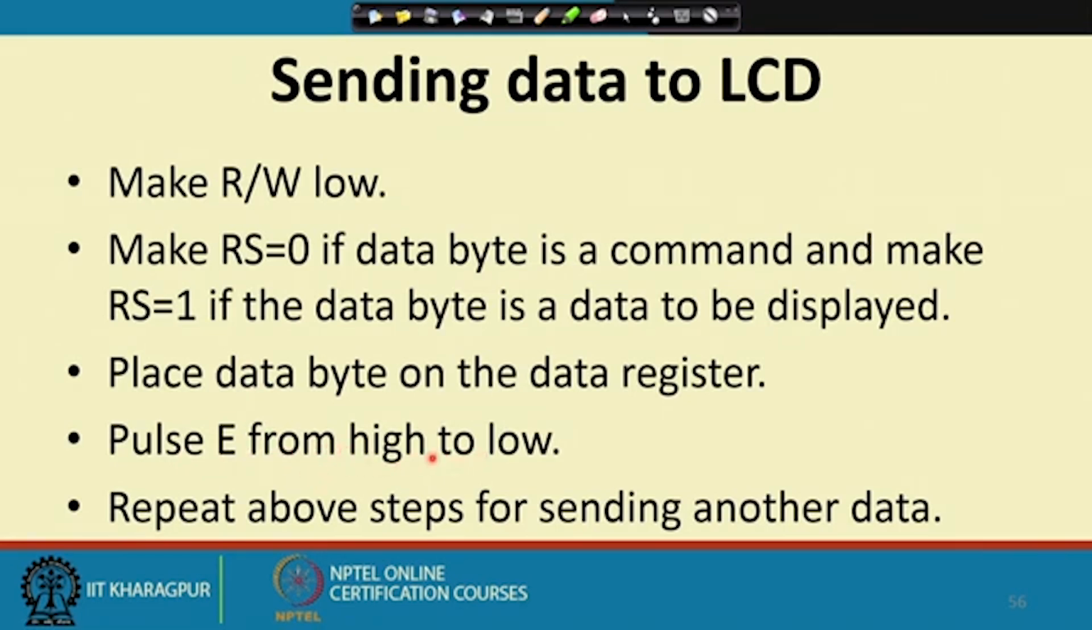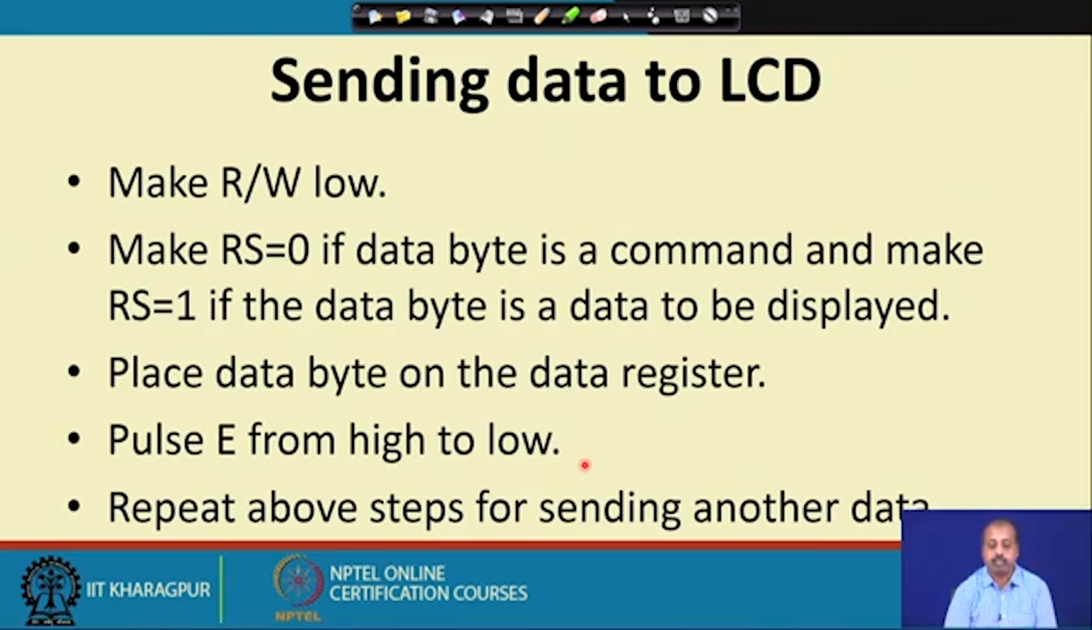So, this E line makes a transition from high to low. As a result, the display will be enabled and the pattern that I have sent will be displayed. Then we repeat this process for sending another data. This process should go on for sending different characters to be displayed. So, you advance the cursor position and send the next data byte to be displayed. That way it will continue.